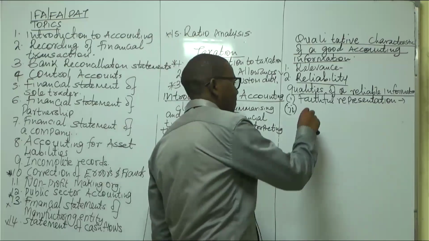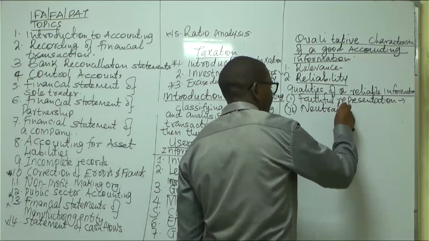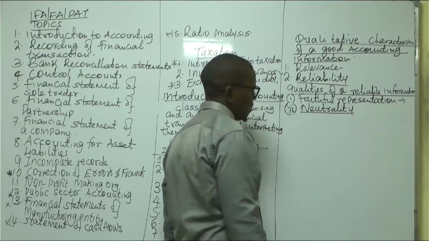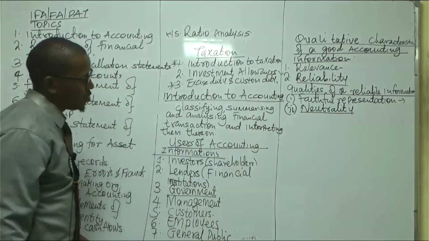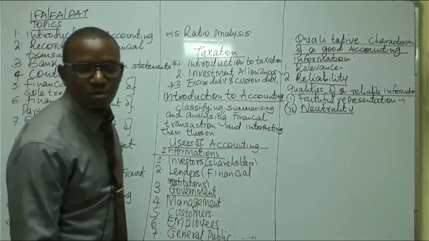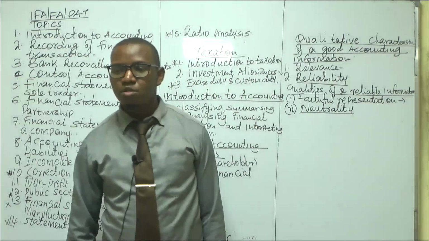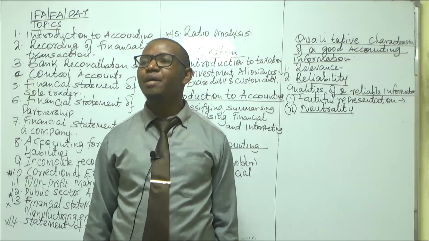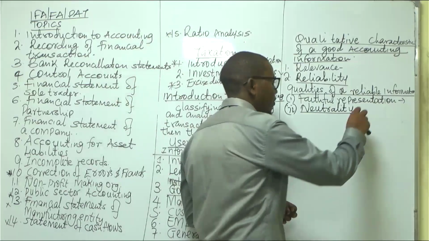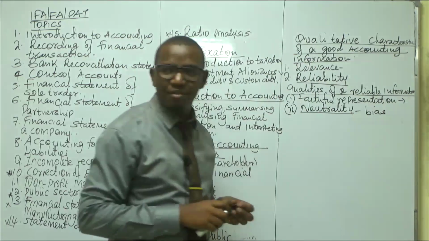Number two should be what we call neutrality. Say accounting information must be free from bias. So for it to be reliable, it must be free from what? Bias.